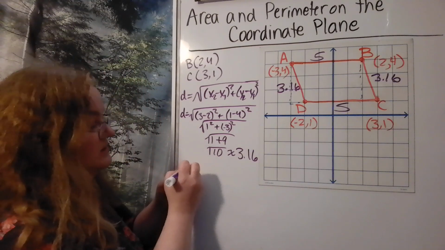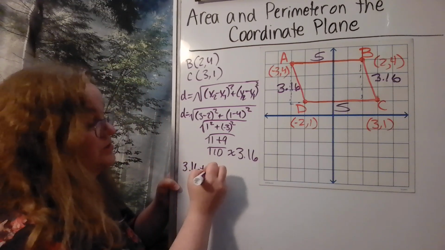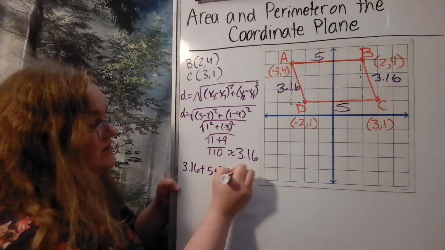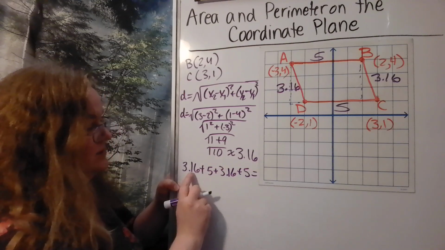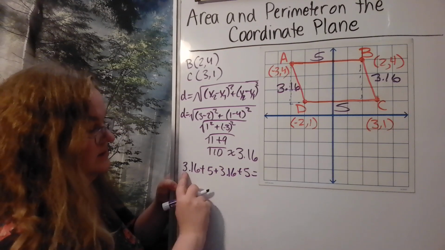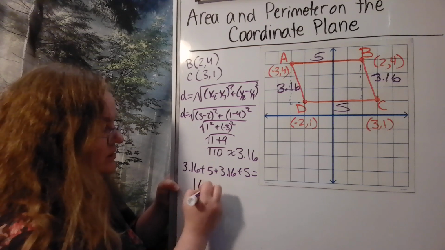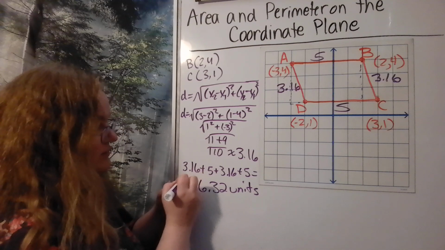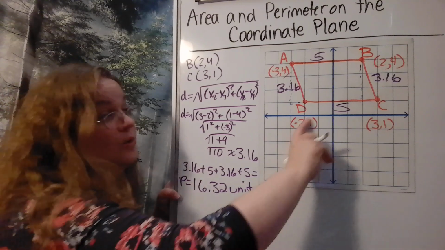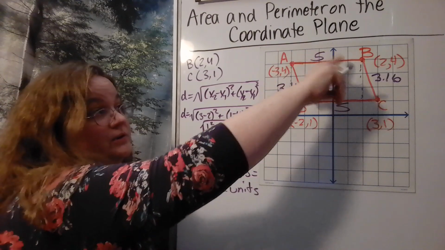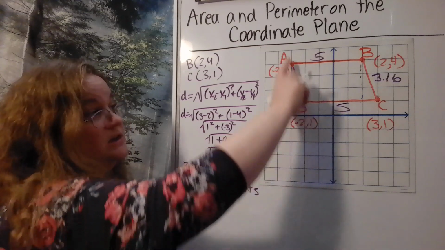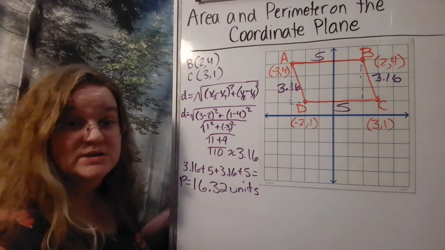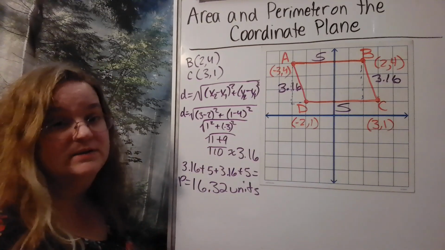To find the perimeter, I'm going to just add all of my sides up. So that's 10, 16.32 units, and that would be my perimeter. So again, any horizontal or vertical lines, I can count the boxes. The diagonals, I'm going to use something like the distance formula to find that missing piece.